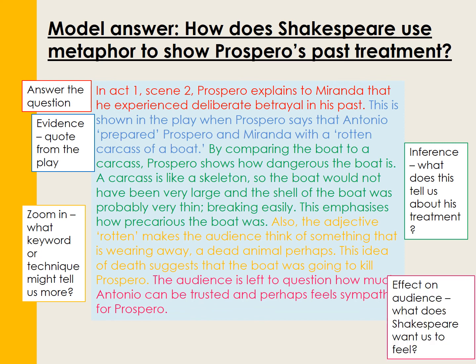Okay, and then finally, the effect on the audience. What does Shakespeare want us to feel? The audience is left to question how much Antonio can be trusted and how much sympathy we should now feel for Prospero. Look at how I've used the word audience there. I've used the word audience twice in this response, and I've also made sure I've used the word play in my evidence line as well.